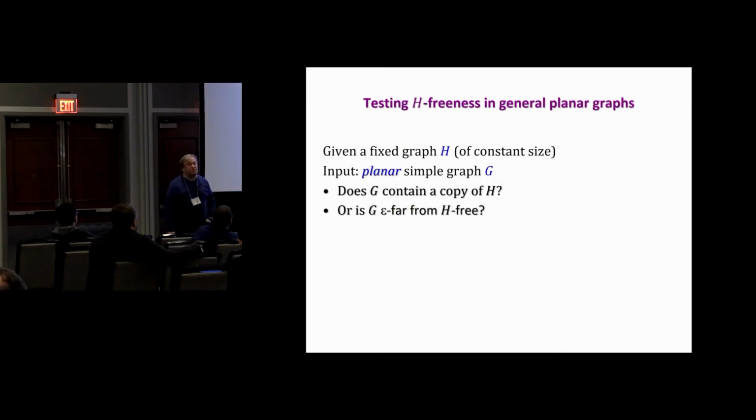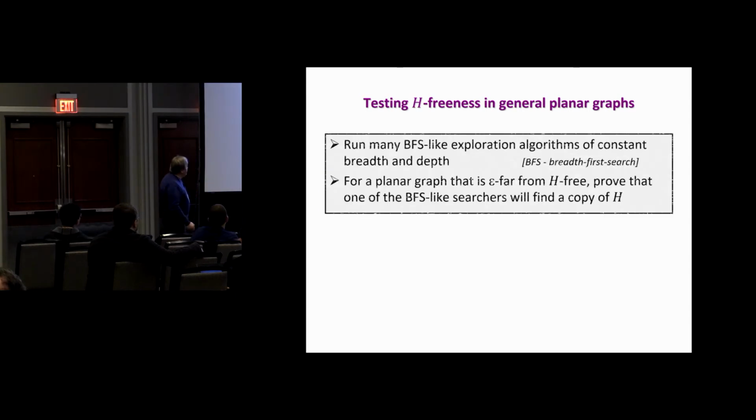Okay, so this is what the problem is about. We are given some fixed graph H, for example, a cycle with 25 vertices and some extra edges. Our input graph is a planar graph, and we want to check whether G contains a copy of the given graph H, or is epsilon-far from H-free. Epsilon-far, once again, means we have to remove at least an epsilon fraction of edges, so epsilon n edges in the case of planar graphs, to obtain a graph which doesn't have a copy. Okay, so here is the algorithm that we're studying.